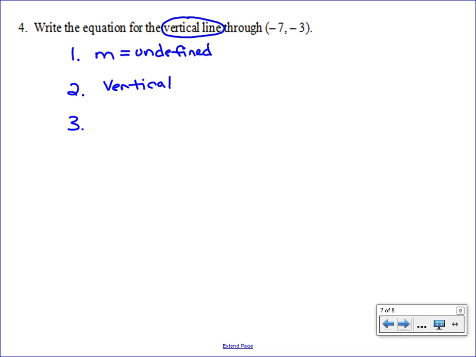So step 3 is to write the equation, and let's just start with the general form. It's x equals x1. We are given an ordered pair, so let's go back and label that x1, y1. So in this case, our work is done. It's just x equals negative 7.